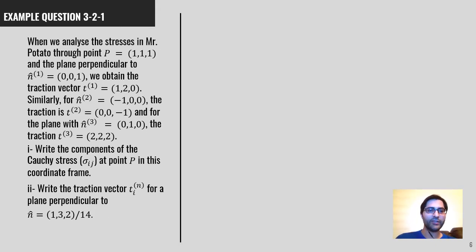Here is an example question. It says, when we analyze the stress in Mr. Potato through point P, for a plane perpendicular to N1 equal to 0, 0, 1, we obtained a traction vector T1 equal to 1, 2, 0. Similarly, for a plane perpendicular to N2 equal to -1, 0, 0, the traction T2 is 0, 0, -1, and for the plane with N3 equal to 0, 1, 0, the traction T3 is 2, 2, 2.